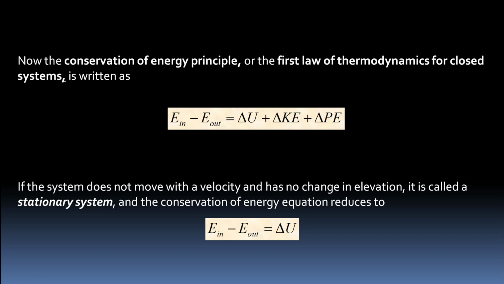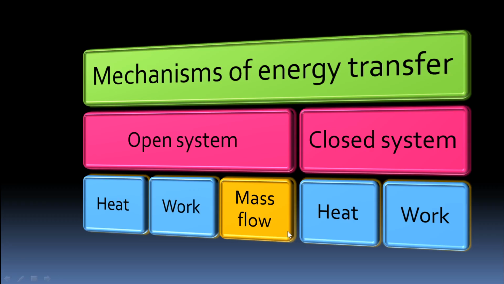be 0. Again, if the system is situated on the reference plane, z is equal to 0, so potential energy also would be 0. Therefore, we can say E in minus E out is equal to delta E, E in minus E out is equal to delta U. It is called a stationary closed system. So for a stationary closed system, change in energy will be equivalent to change in internal energy. I think we have already seen this in the previous class.